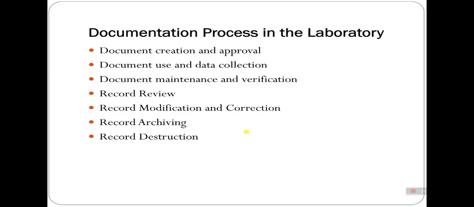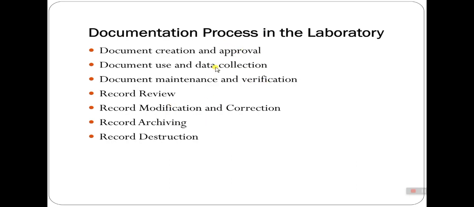Documentation process in the laboratory. So what is the documentation process in the laboratory? First documentation creation, then approval, like doctor's approval should be there, and document use and data collection. And document maintenance and verification are also very important. Record review, right? Record modification and correction if there is any, and record archiving and record destruction. These are the processes in the laboratory.